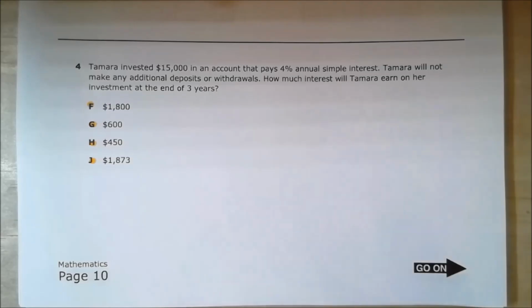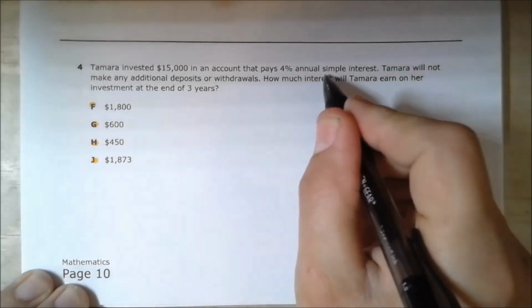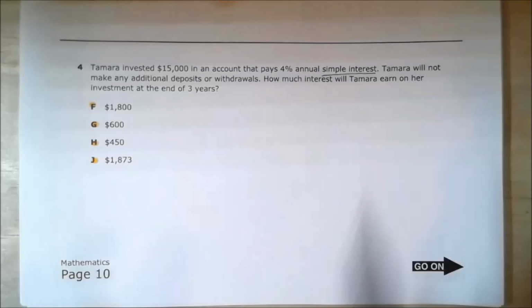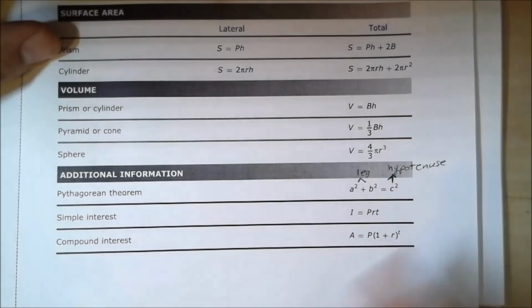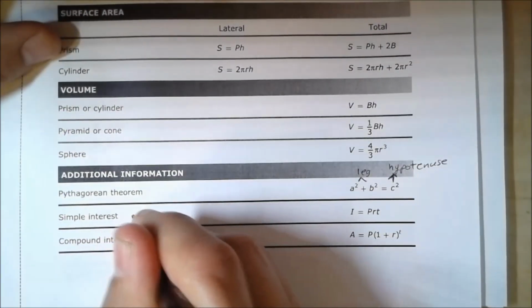So I'm hoping when you saw this, you saw that key word, simple interest, because that tells us exactly what formula we're going to use. And if we look at our formula chart, on our STAAR chart, if you go down to the bottom, it has your interest formulas. Notice this second one right here, it says simple interest.